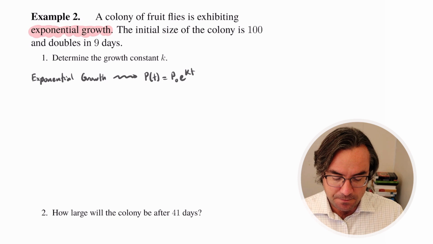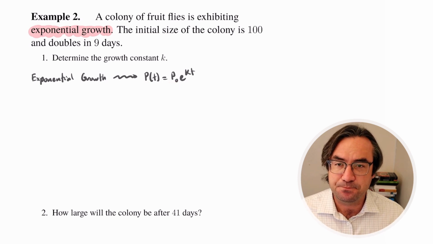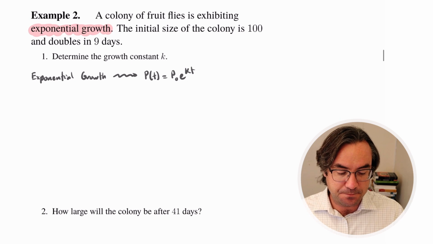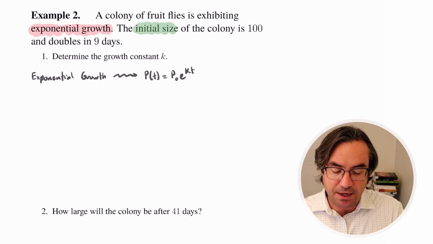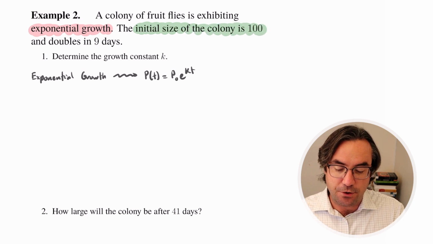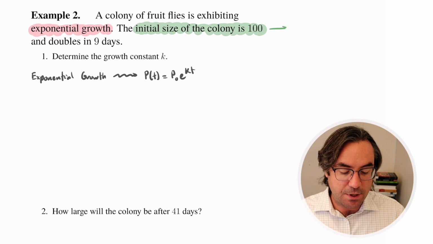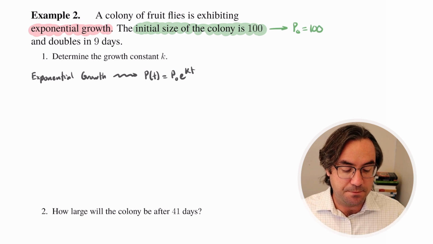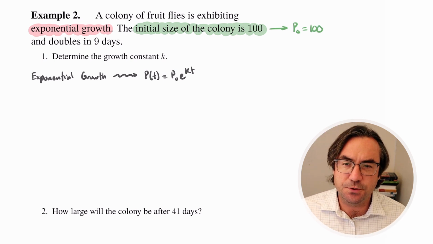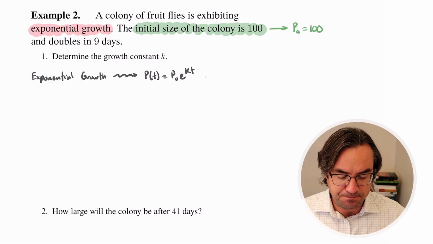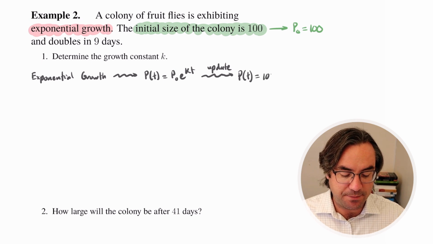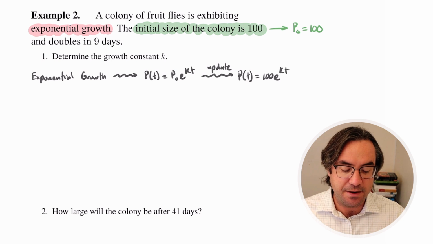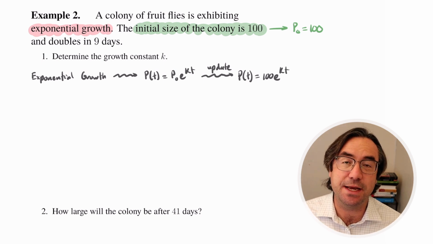All right, so let's start with our initial population, and we're actually told what this is. We're told that the initial size of the colony is 100. So this is telling us that P0 is 100. As soon as we know that, let's update our function. Let's fill that in. Our starting population is going to be 100, and then we just have that exponential term, e raised to the KT.